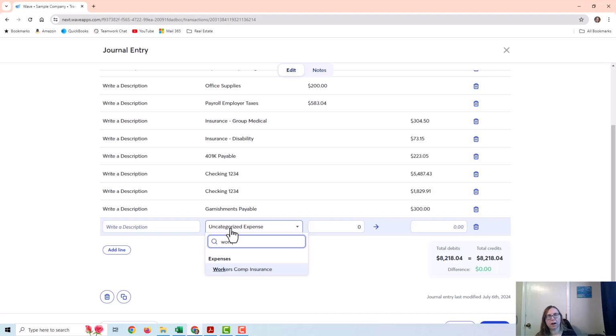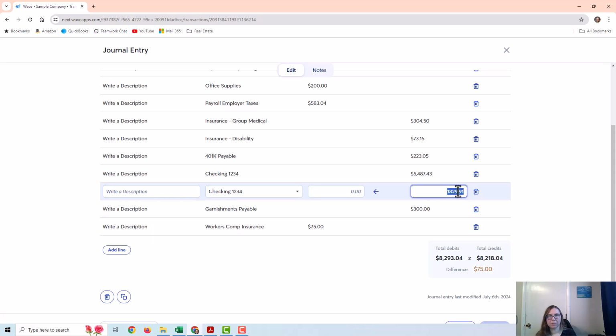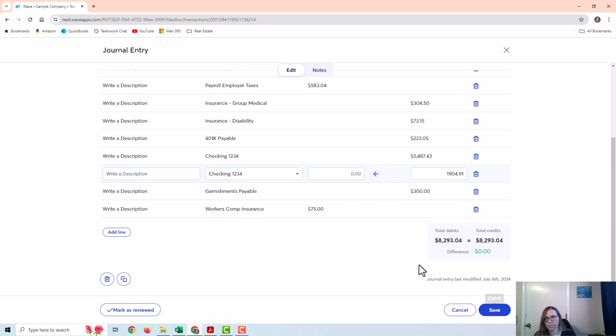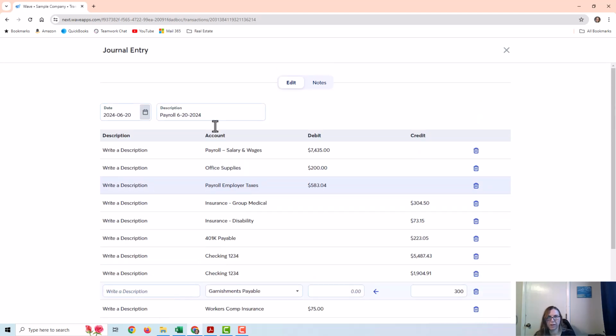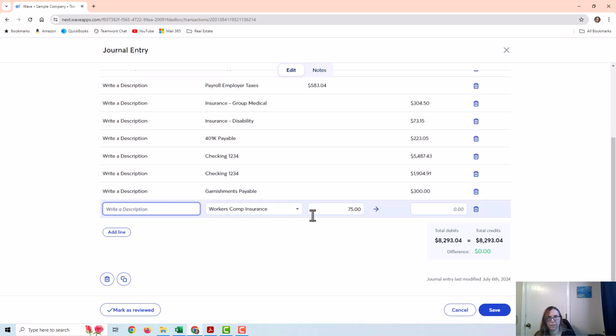So in that case, I would probably just add a line with a debit to the workers' comp insurance expense account, because this is typically an expense of the business. And then it's probably going to be deducted as part of your tax withholdings payment. So that's what your entry might look like with that. It would be a debit to expense, and it's going to add to the checking deduction. So that can happen as well.